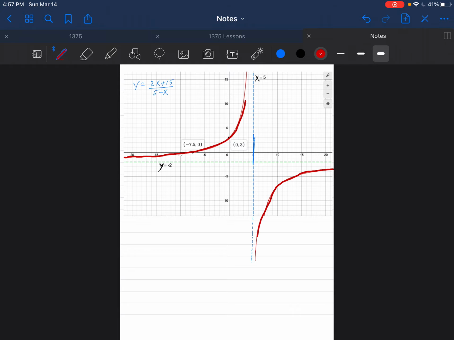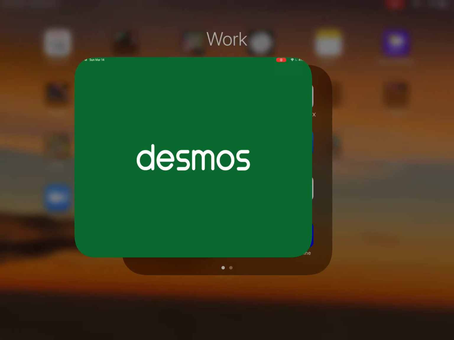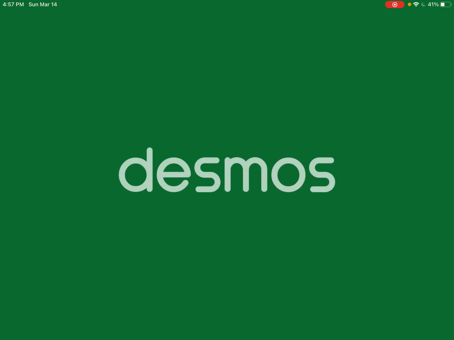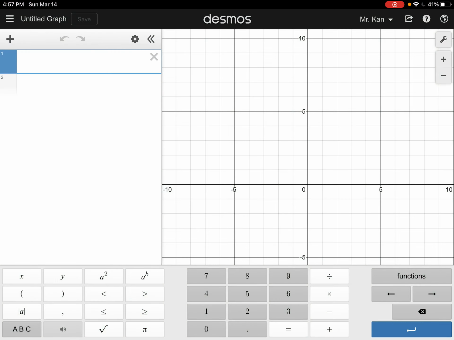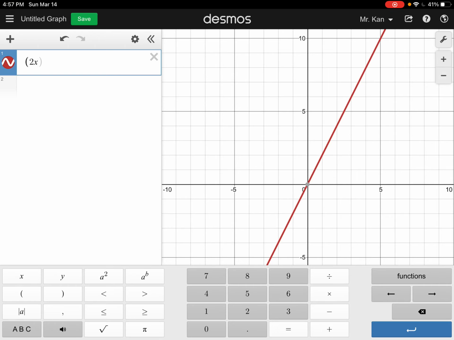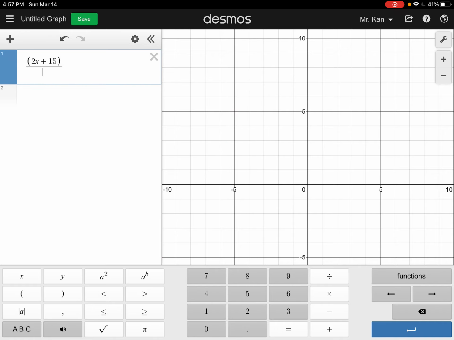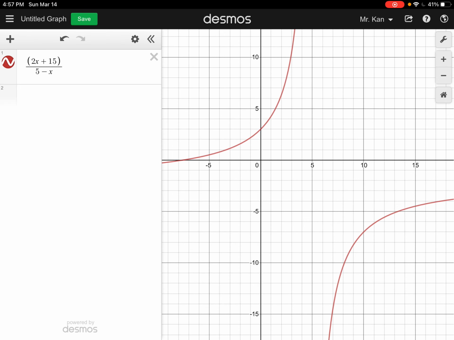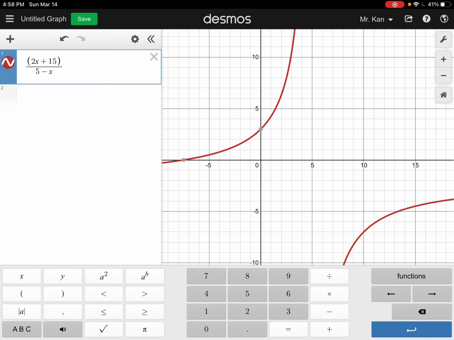All right, let's actually take a look at this in Desmos. That's going to be 2x plus 15 over 5 minus x, right? So this is going to be 2x plus 15 divided by 5 minus x. So you can see the curve here, it's in bold and it's in red.